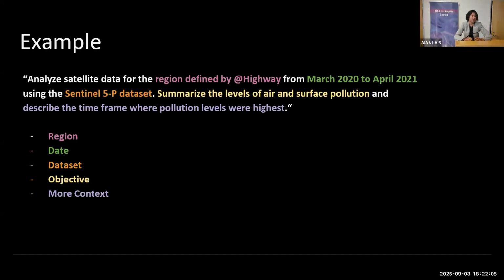So here's an example of the prompt. This is a refined prompt of what I asked Chat2Geo earlier: analyze the satellite data for the region defined by the region of interest from March 2020 to March 2021 using the Sentinel-5P dataset. Summarize the levels of air and surface pollution and describe the time frame where the pollution levels were highest. So you can see this prompt hits all the 5 criteria I listed before, which specifies the region, the date, the dataset, the objective, and adds the optional context.